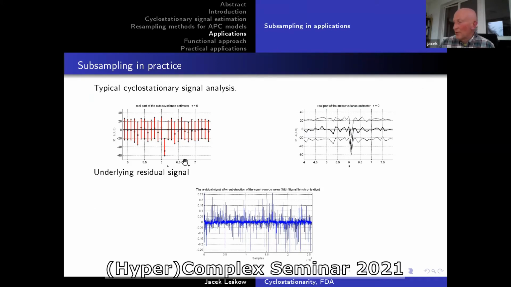Okay, so you are now seeing the three pictures. The picture, well, let me put my glasses on. The picture on the left-hand side, what we are plotting here is the real part of the estimator of the autocovariance function. And what those segments represent, those vertical lines, are the confidence intervals obtained by the bootstrapping, okay?